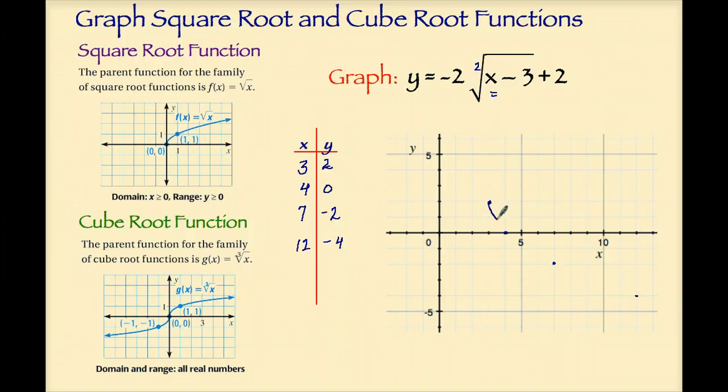And so here is the reflected, dilated, horizontally and vertically shifted parent function square root of x, and that's what it looks like there. Now this is (3, 2), and it's going to give us the clue as to what our domain and range is.